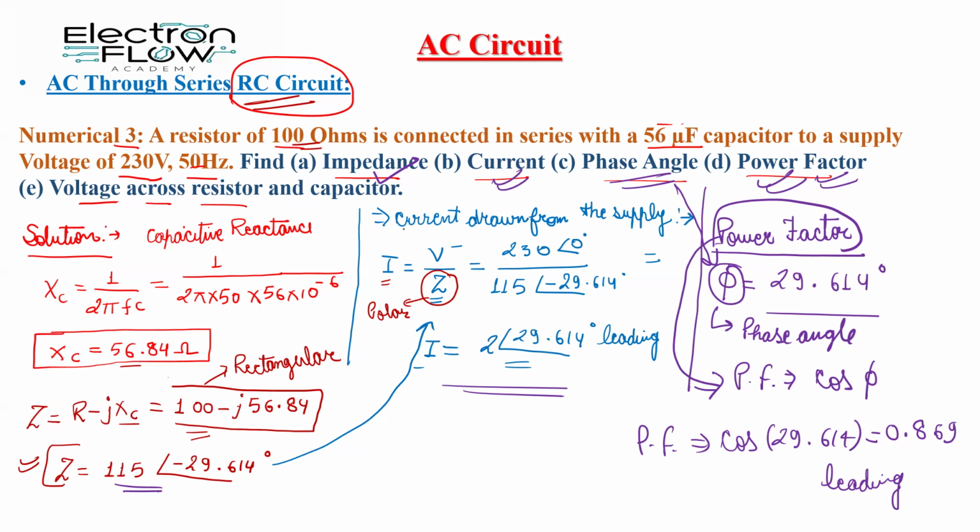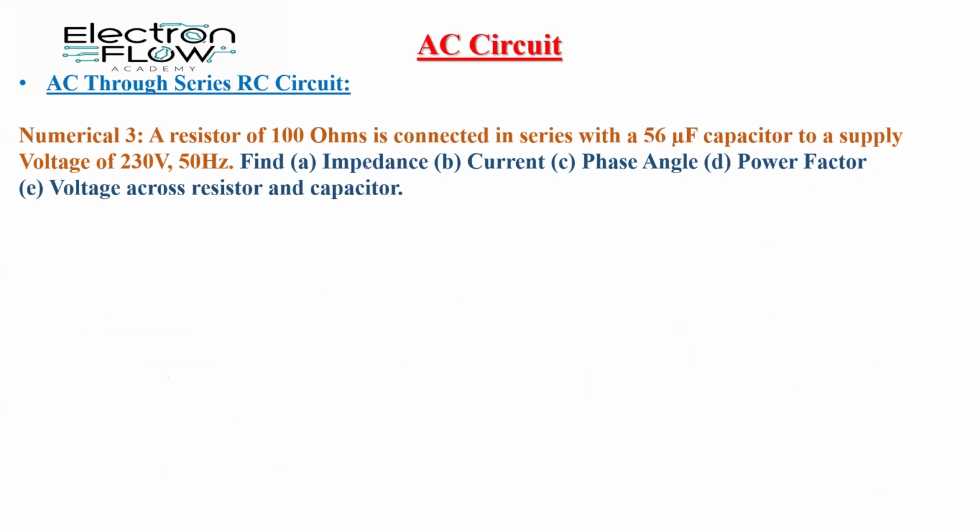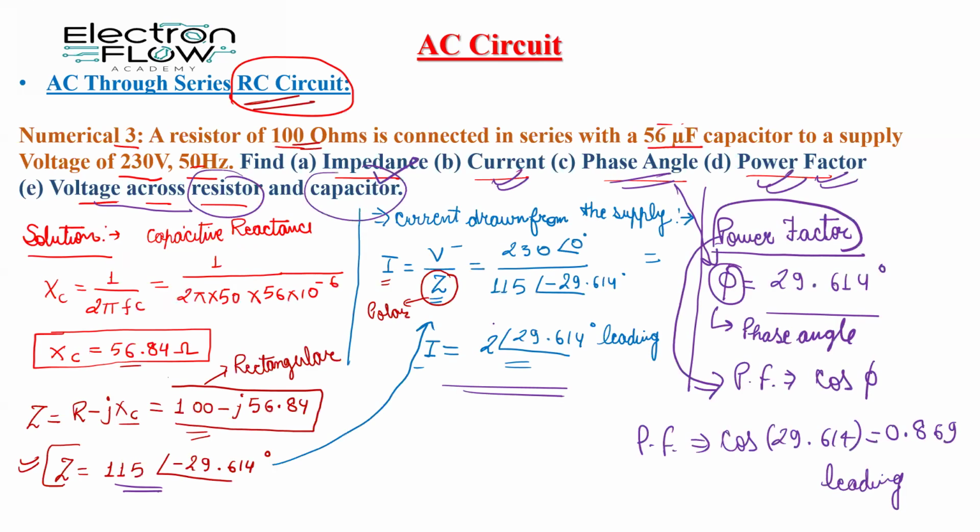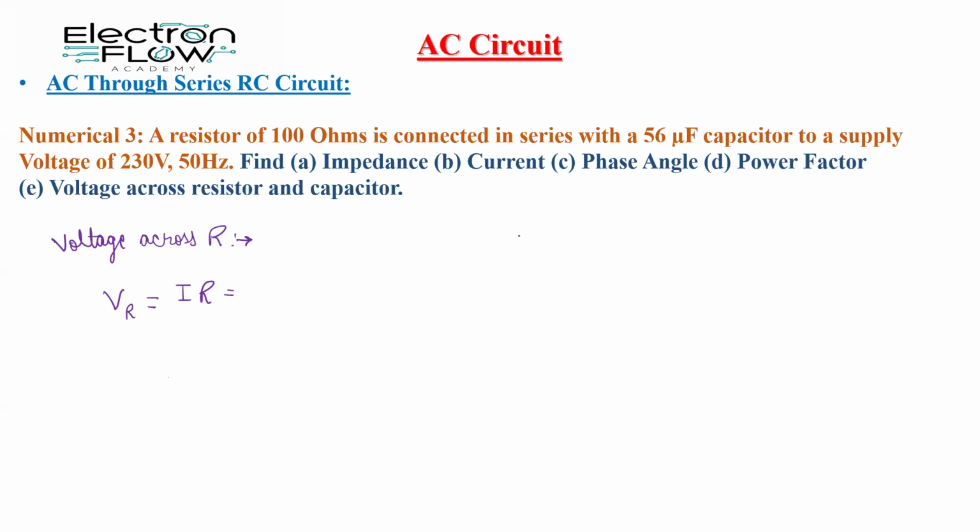Next, we need to calculate the voltage across the resistor and the capacitor. Let's calculate. The voltage across the resistor: we know the formula VR is equal to I times R. We have calculated the value of current, the magnitude is 2. So the current is equal to 2 multiplied by 100, since the value of the resistance is given to us as 100. So the voltage across the resistor is 200 volts.